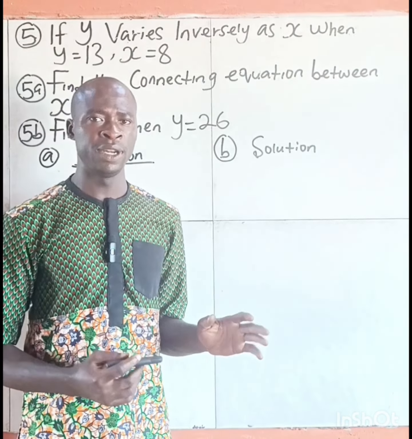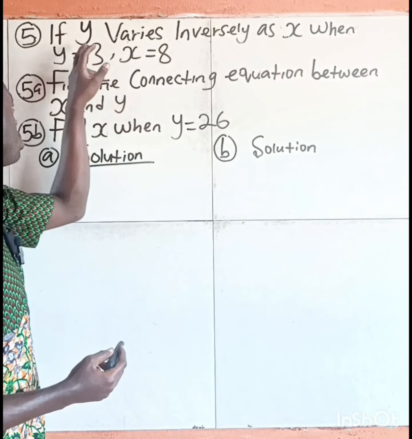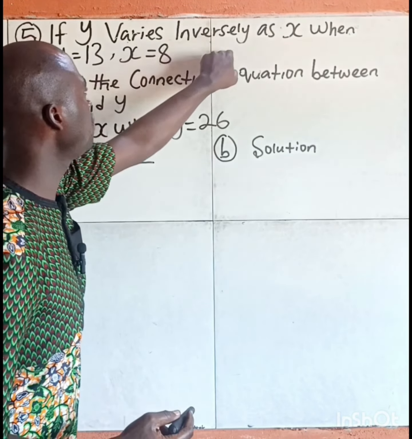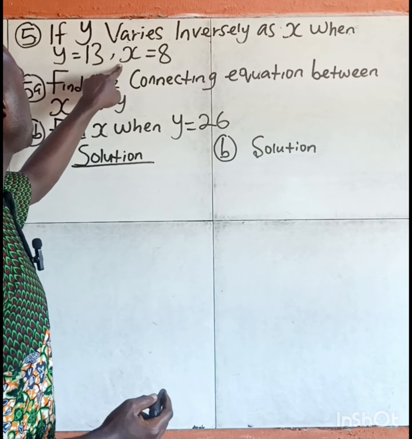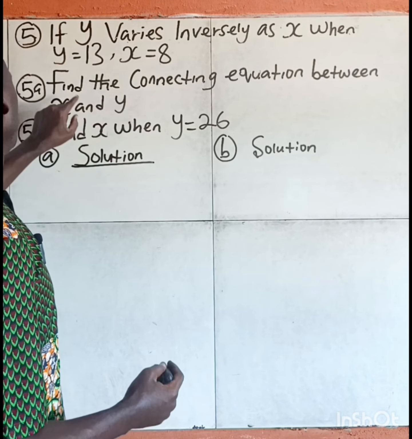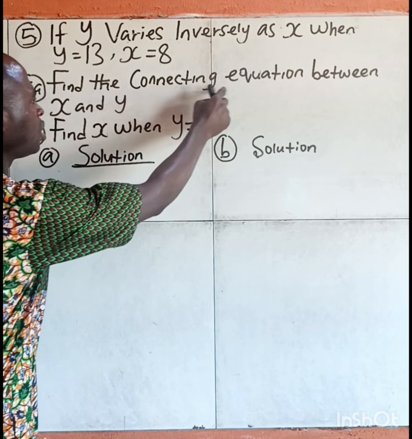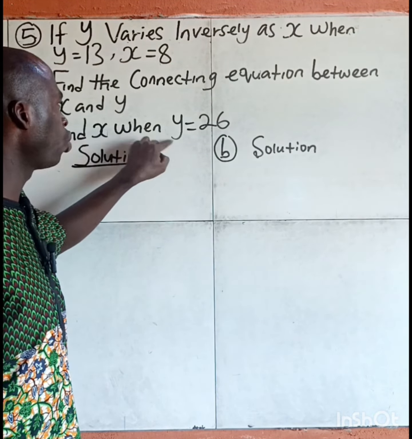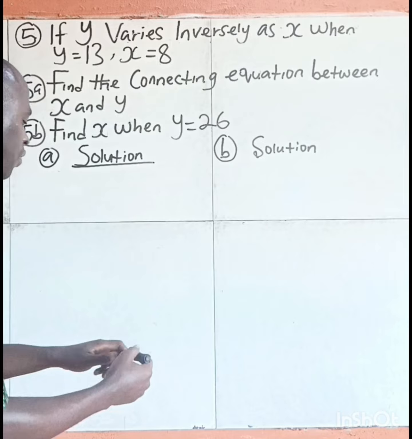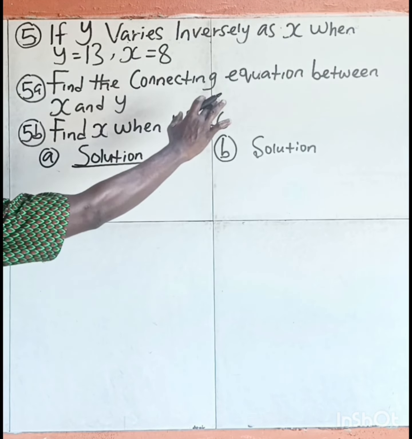Up next, now for problem 5, the question says if y varies inversely as x, when y equal to 13, x equal to 8. Question 5a says find the connecting equation between x and y, while question 5b says find x when y equal to 26. It is very, very simple. We're going to follow the question to generate our formula.